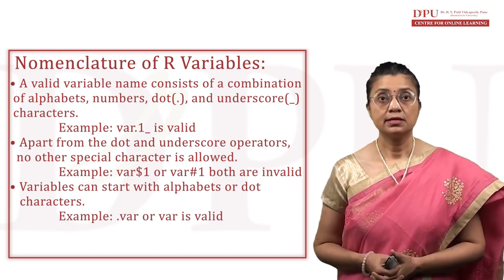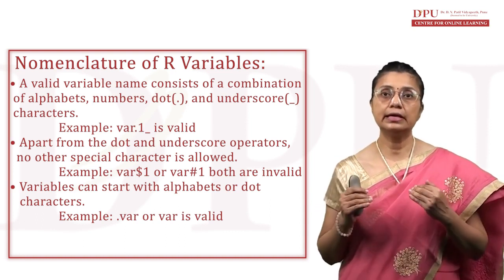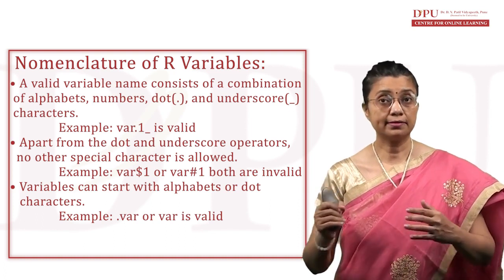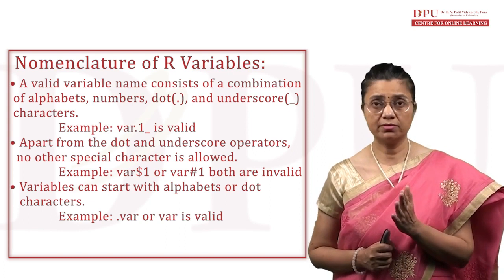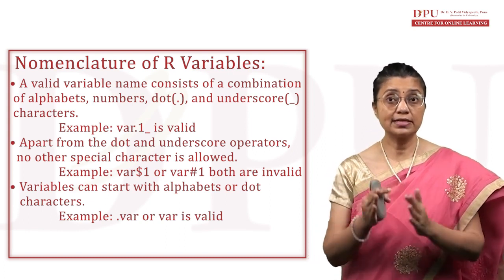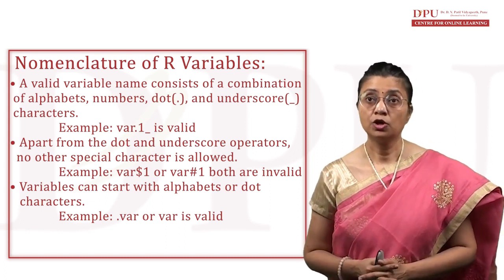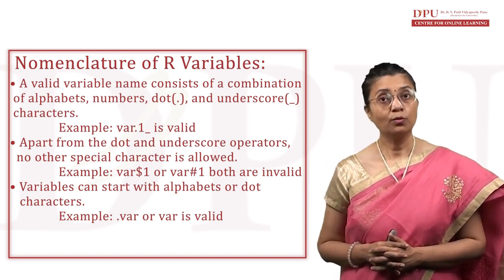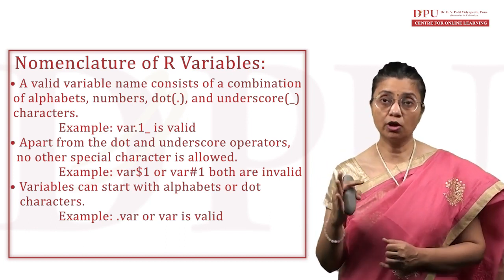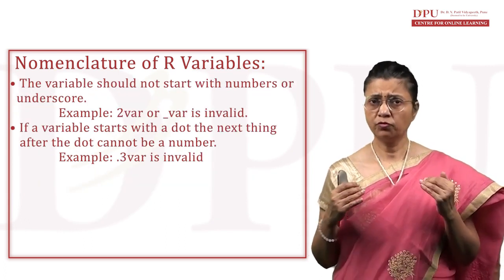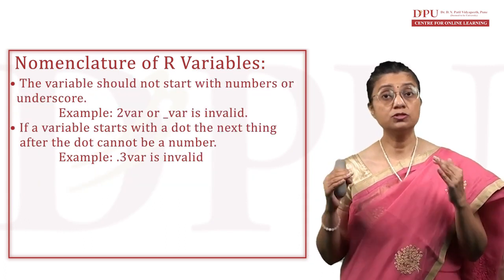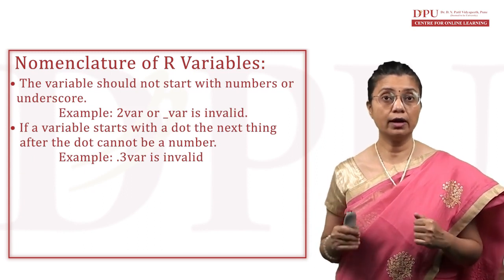The third point says that variables can start with alphabets or dot characters, which means the variables can start either with an alphabet or a dot character. For example, .var is valid, or var is also valid. So I can start with dot or I can start with v. That is valid. The fourth point says that the variable should not start with a number or an underscore.